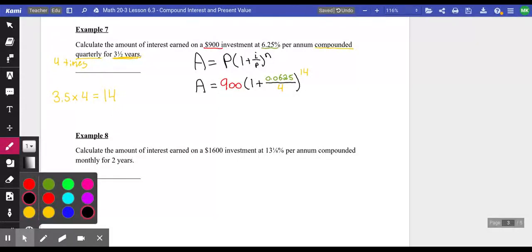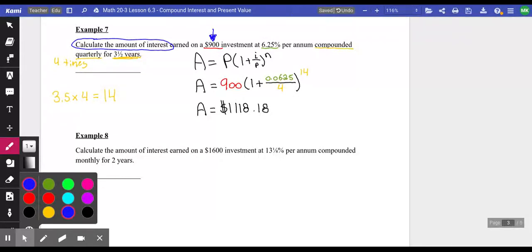1 plus 0.0625 divided by 4, all to the power of 14, times 900, and I get a total amount in my account of $1,118.18. Now the question this time didn't ask me for the total amount in the account. Instead, it asked me to calculate the amount of interest.